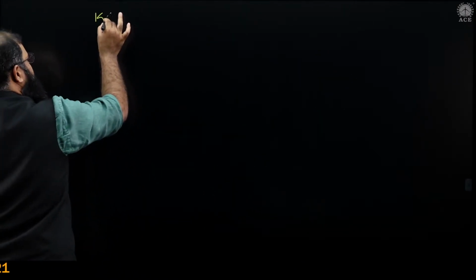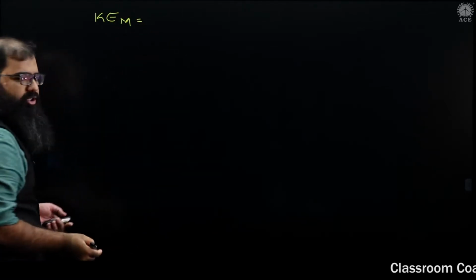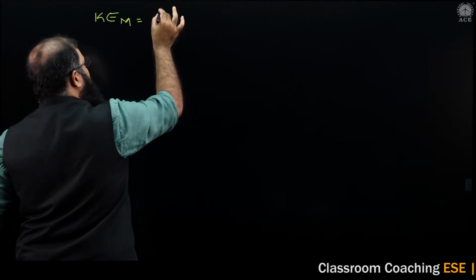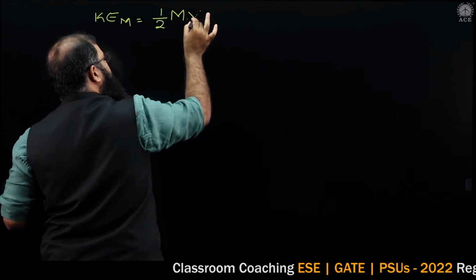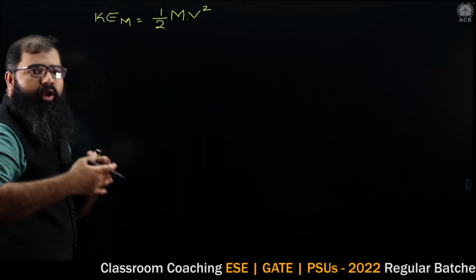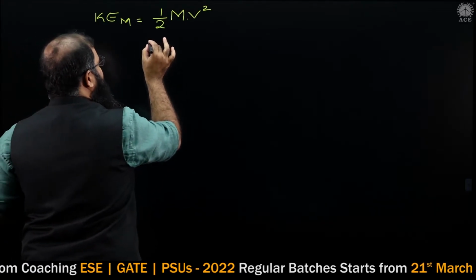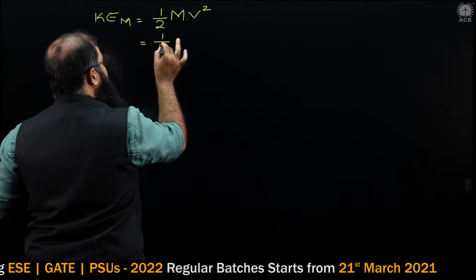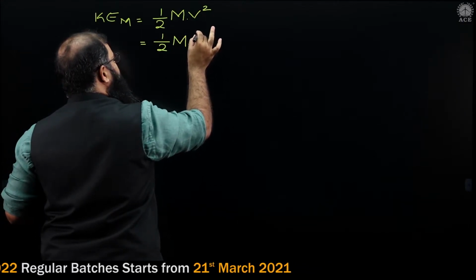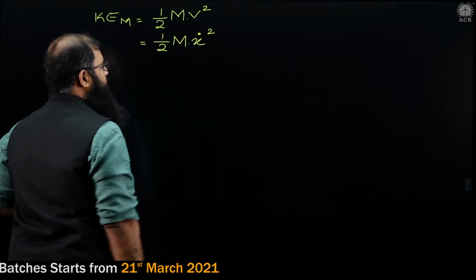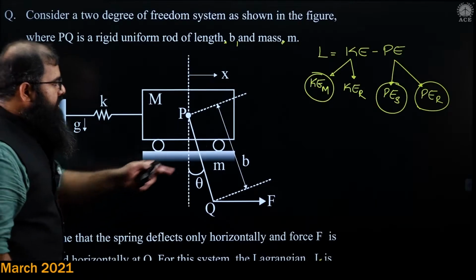Kinetic energy of mass. Now, this will be equal to how much? It is going to be equal to half m v square. Now, velocity of this mass is purely along the x-axis. Therefore, it has to be equal to half m x dot square. Okay, this is done with.